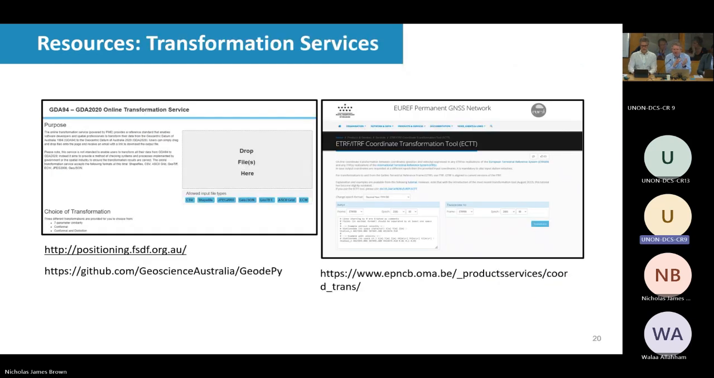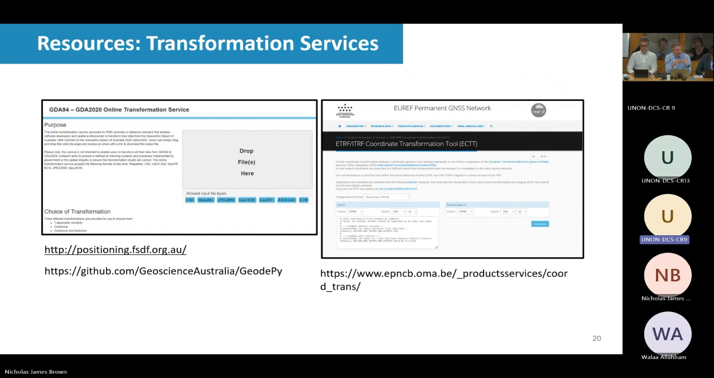This is sort of a front end. This is the way that a user would interact with these transformation services. So there's a range of different websites. The one on the left is an Australian one that we developed, and the one on the right is a European one, where users can go and input their data in one datum, and then it gets uploaded to a cloud server.